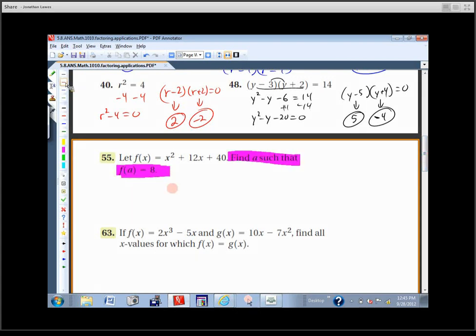If I said f of x is this stuff right here, what is f of a? Yeah, what is it? Okay, that means whatever you put here, you plug into our equation. So if I put an a here, this is going to be an a squared, a 12a, and a plus 40, right? So this is going to be a squared plus 12a plus 40. That's what f of a is, right?